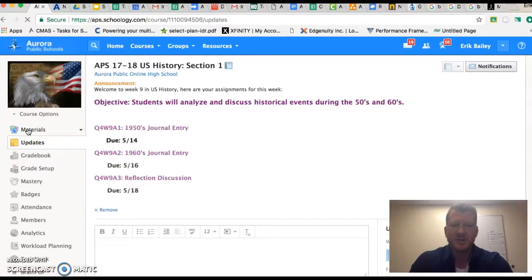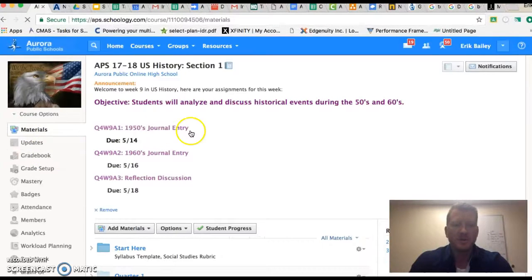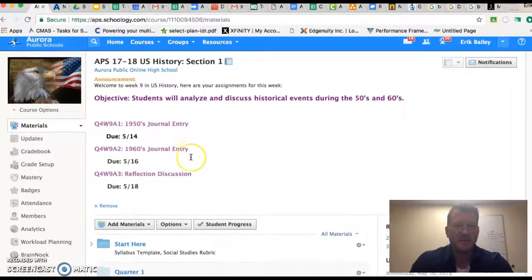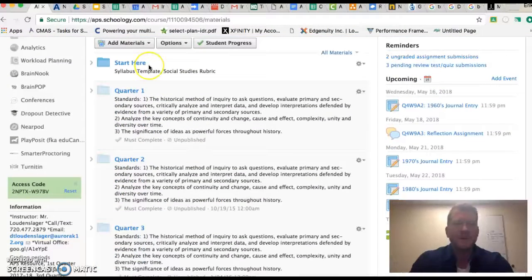Here in the course organization, the first thing you'll see in materials is going to be Start Here. That's going to be the norm. You're going to have a Start Here folder that explains how this class is set up. And then you're going to have it by quarters. This is going to be changed to hexters. I'm sorry, it's not changed over to hexters yet, but this will be by hexters.